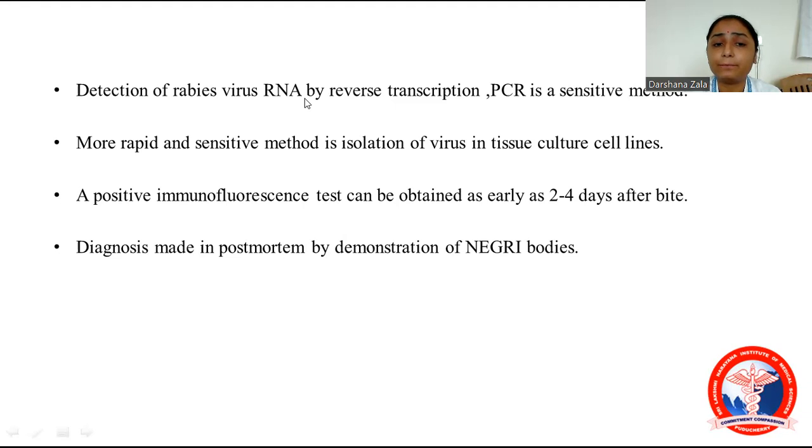And diagnosis is made postmortem by the demonstration of Negri bodies. Negri bodies are a classical feature for diagnosing rabies infection. They are exclusive to rabies infection. In neurons, on microscopic examination, you will find the Negri bodies postmortem.